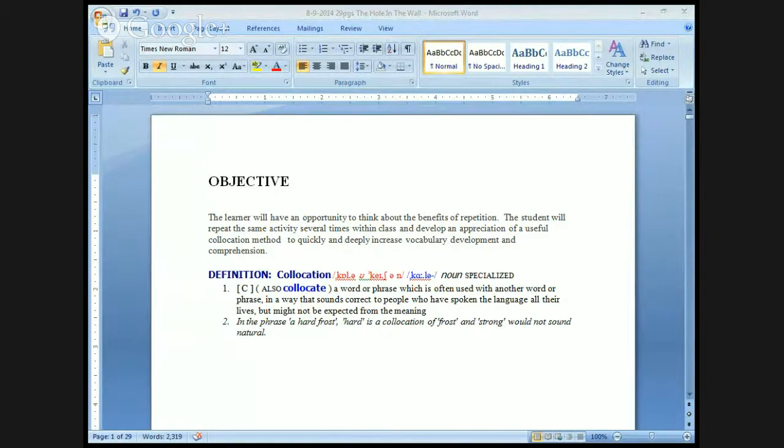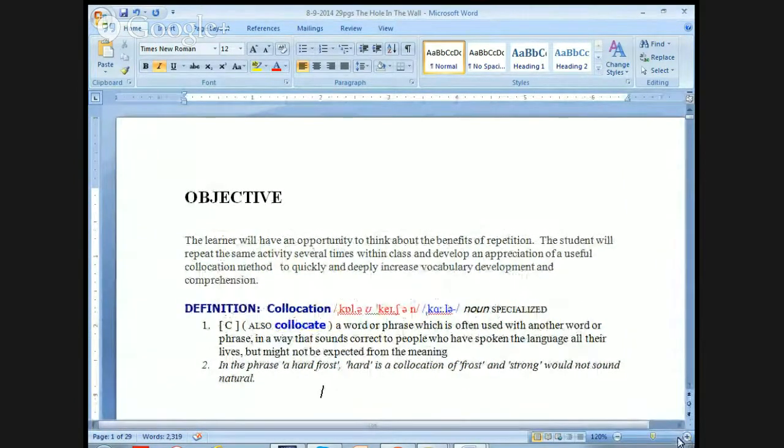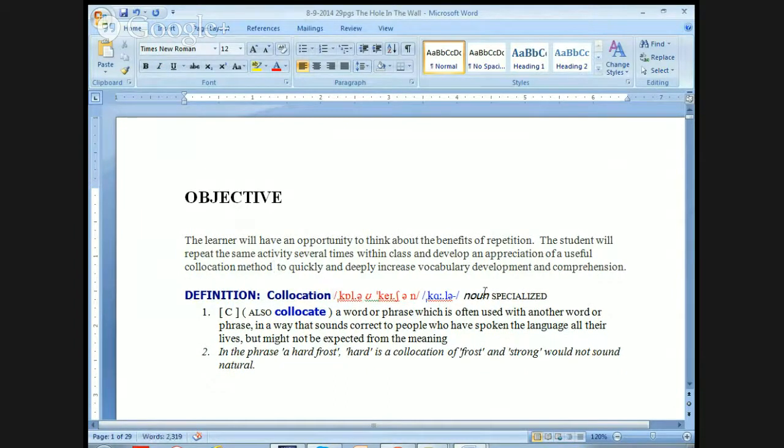So we will start. Here is your objective for today. The learner will have an opportunity to think about the benefits of repetition. The student will repeat the same activity several times within class and develop an appreciation of a useful collocation method to quickly and deeply increase vocabulary development and comprehension. That is the objective that I have set for you today. So I hope that it will be one that will meet with your satisfaction as well.